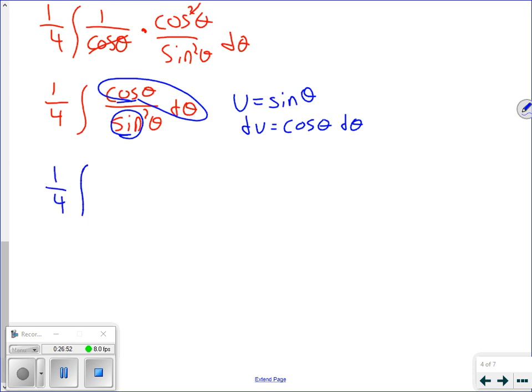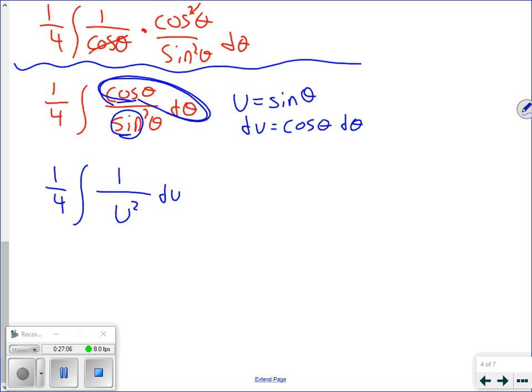So I got 1/4 the integral of, instead of cosine theta d theta, I have du, and instead of sine squared, I have u squared. And don't you miss the days where we just started off at this line? Okay.